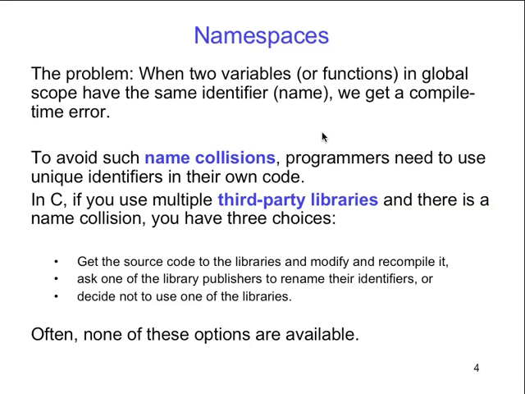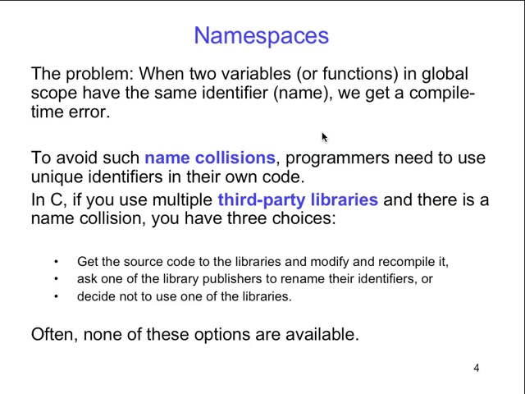So in terms of avoiding such name collisions, you need to use unique identifiers in your own code. Your own code is kind of predictable. You are writing it yourself, so you can pick out your identifier names. But in C, if you have multiple third-party libraries, then there's going to be name collision.